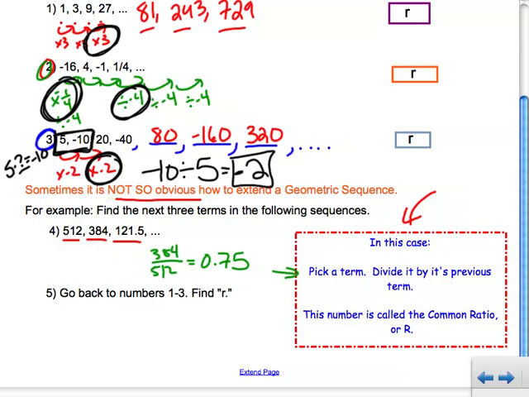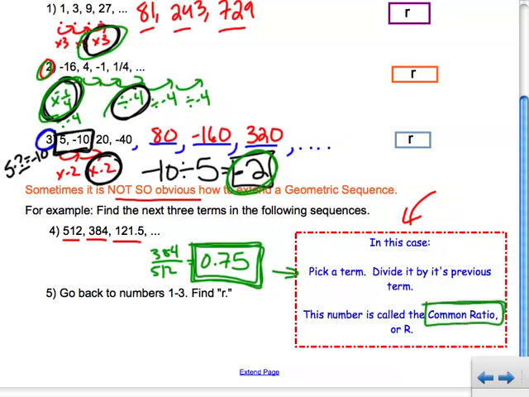Now what is this called? We give this number, this 0.75, or this -2, or this -1/4, or this +3, a name. This is called the common ratio. The common ratio. And what does it come from? It comes from dividing one term by the one that comes before it. Any term you want.